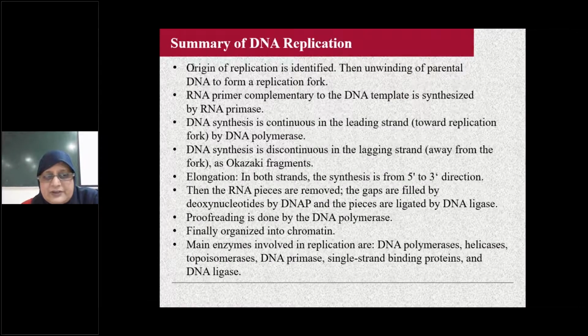Now, if you see, we will summarize what has occurred in DNA replication. First, the origin of replication is identified, in mammals as well. Then the parental DNA is unwound to form a replication fork. An RNA primer, complementary to the DNA template, will be synthesized by RNA primase.